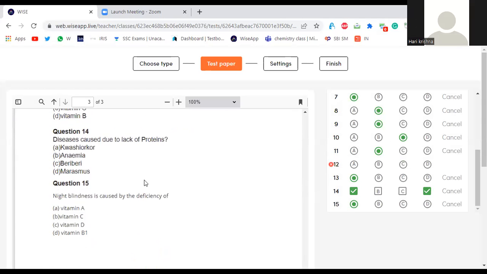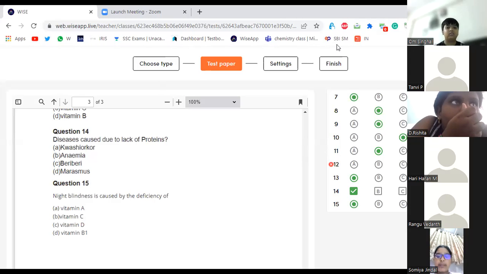Yes, sir. 14th, deficiency caused due to lack of protein. A and D, sir. Sir, I did A. Shall I consider it as correct? No, it was two options; you have to select two options. Sir, I did kwashiorkor only because kwashiorkor is correct, because marasmus is caused by the deficiency of protein and carbohydrates. Yes, sir. Good. So it should be only kwashiorkor, not marasmus.